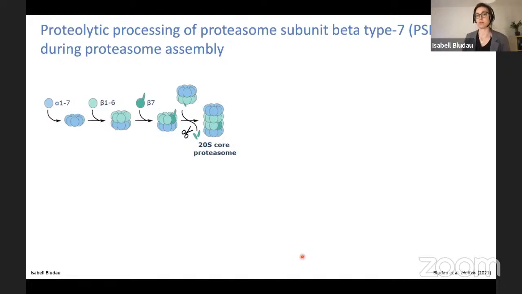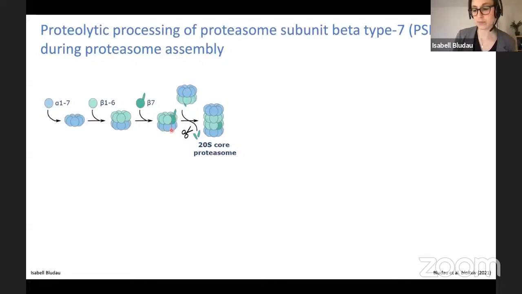So the second example I'd like to show is about an example of proteolytic processing of the proteasome subunit beta type 7 during proteasome assembly. So what is happening during proteasome assembly? You first assemble all the alpha subunits to a ring. You then assemble the beta subunits on top, and one of the last subunits that enters is the beta 7 subunit. So once the subunit is integrated, it actually needs to be proteolytically cleaved for the full 20S core proteasome to assemble.